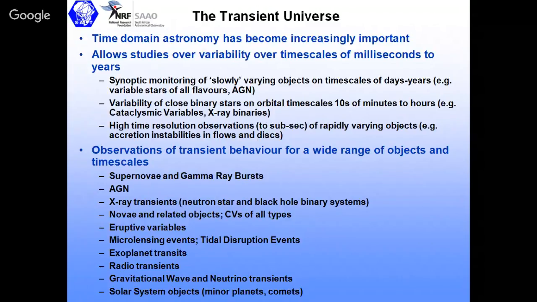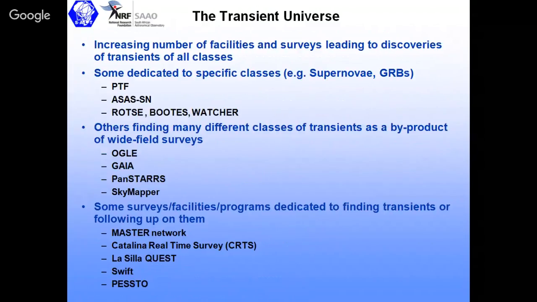There are now quite a number of facilities that have been developed for doing transient astronomy, and some of them have been built for a specific task in mind. So we've heard of some of these up here, like the Palomar Transient Factory, which will be, I guess, morphed into the Zwicky Transient Factory, ASAS-SN, ROTSE, BOOTES, Watcher. These are all transient alert facilities, but with a particular theme. In the case of many of them, supernovae; in the case of ROTSE, BOOTES and Watcher, and of course, part of MASTER is GRB follow-up.